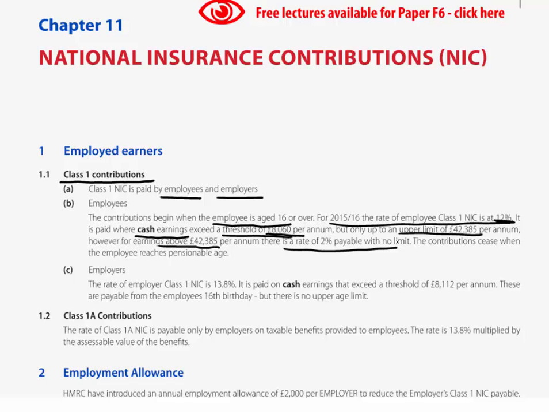Now, we start paying it once the employee is aged 16 or over, and that will cease when the employee reaches pensionable age. That's when it stops. Now, in addition to the employee contributions, 12% being a significant number here, the employer must also make their own contributions.